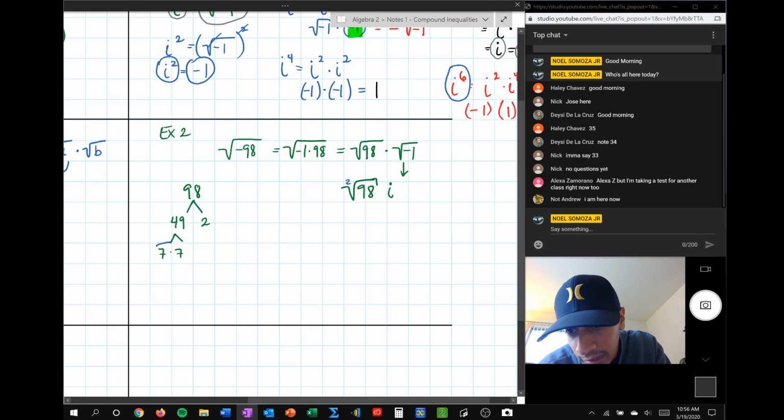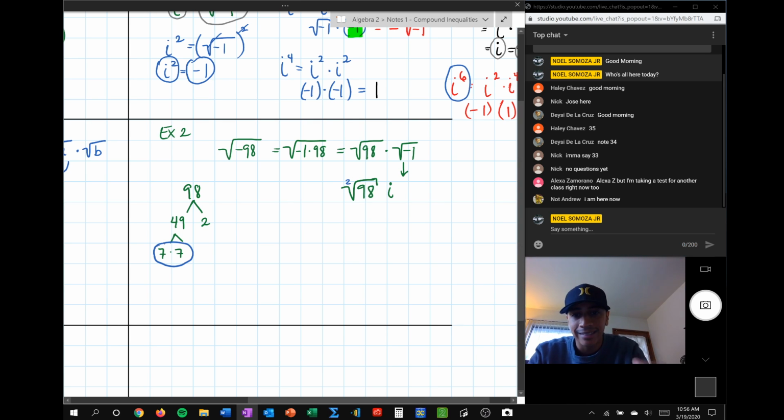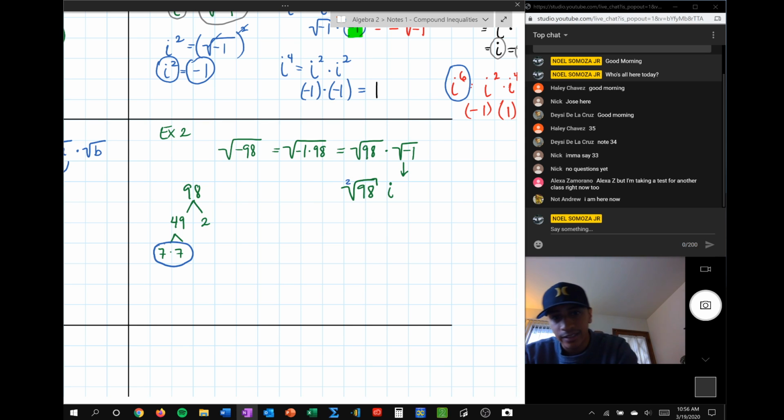So lucky for us, 7 showed up twice. That means that number gets to go outside of the square root. Okay, that number goes outside of the square root.